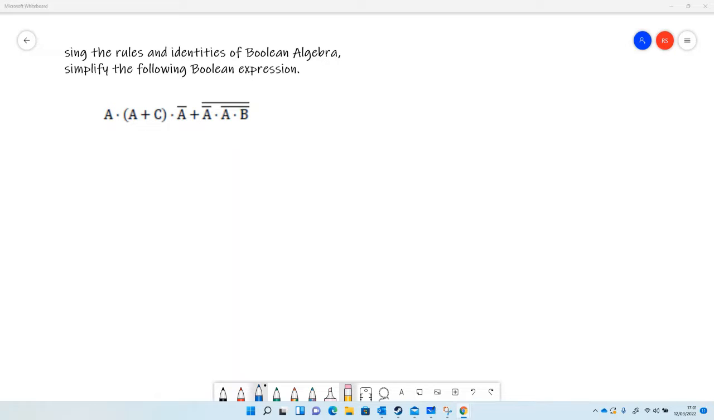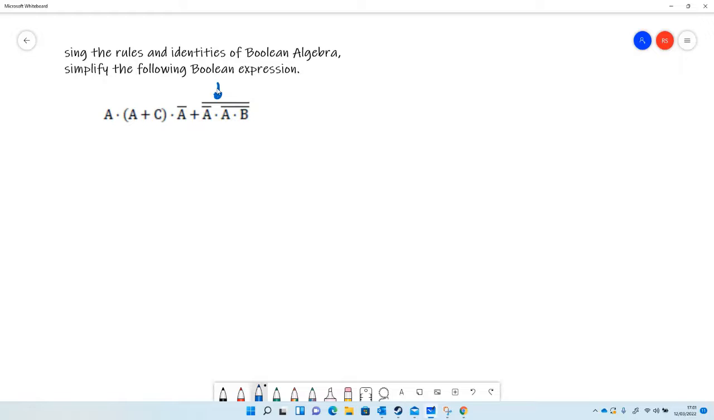This is another Boolean Algebra question. So we're using the rules and identities, etc. of Boolean Algebra to simplify the expression. I often like to start with a De Morgan where I can see it. So I've got one I could use here.